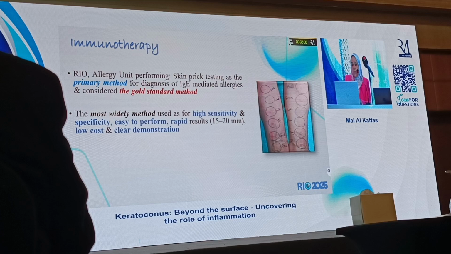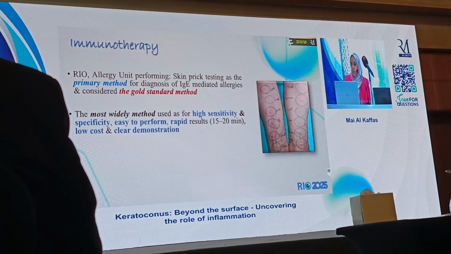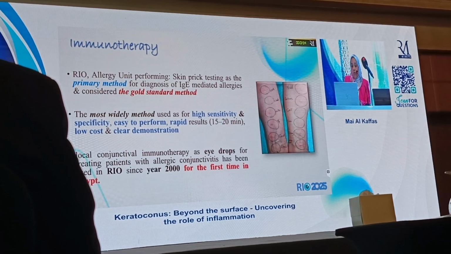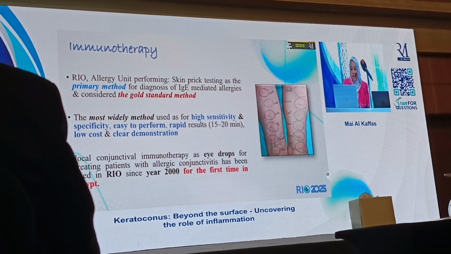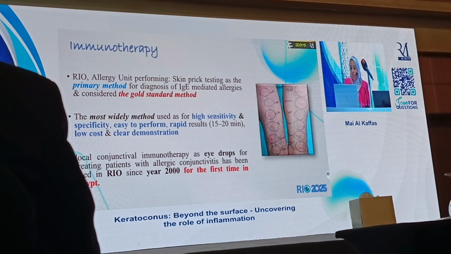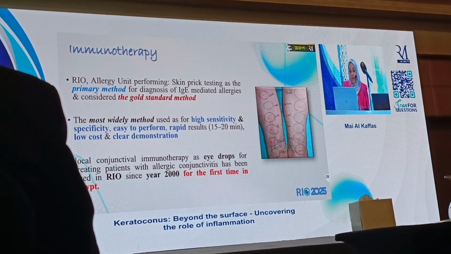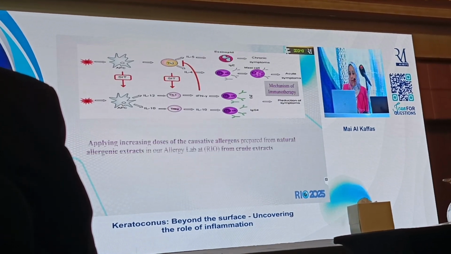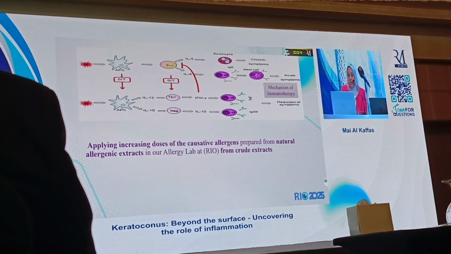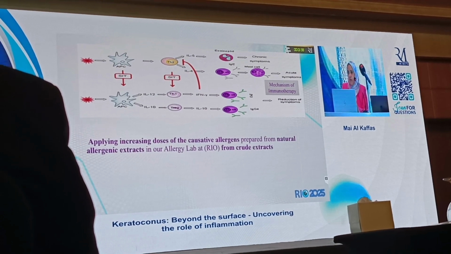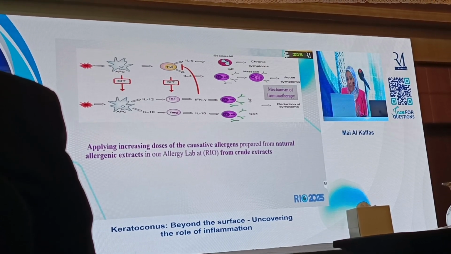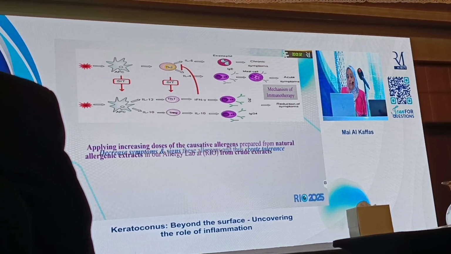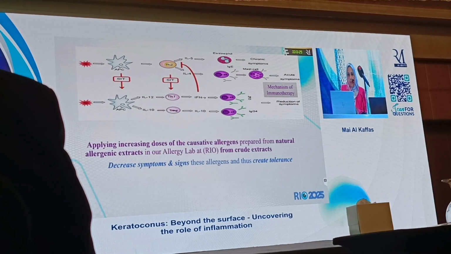It has high sensitivity, is easy to perform, gives a clear demonstration, is low cost, and is rapidly done. Local conjunctival immunotherapy as eye drops for treatment of patients with allergic conjunctivitis has been used in the region since 2000, for the first time in Egypt. By desensitization and applying increased doses of the positive specific known allergens prepared from natural foods in our allergy lab at Rayo, it decreases the symptoms and signs, and not only that, but creates tolerance.